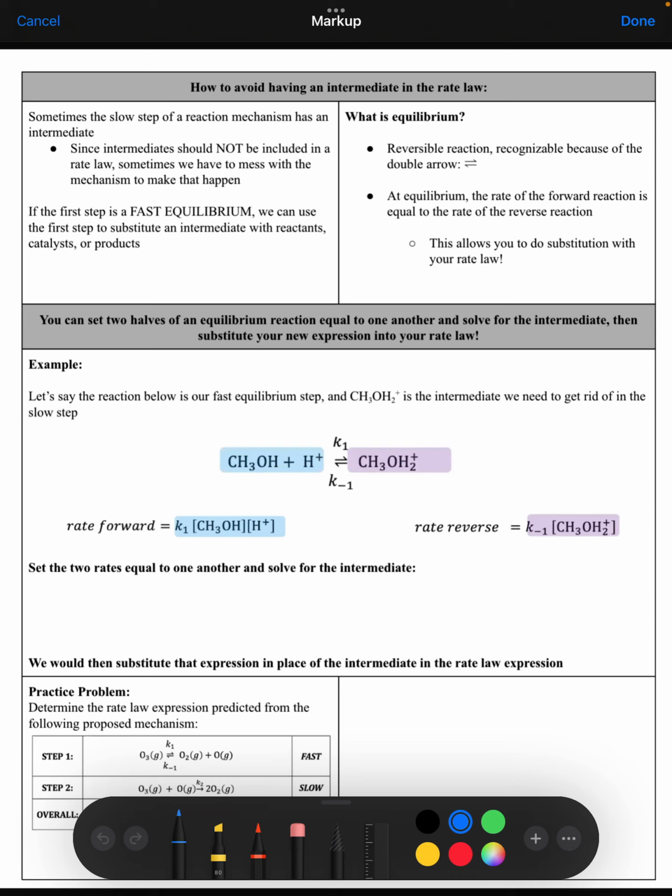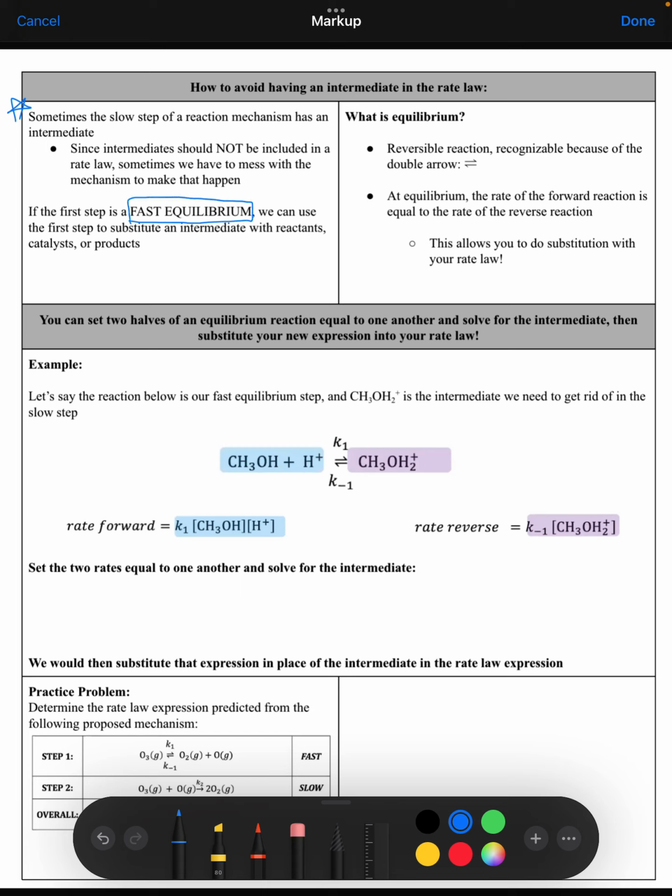And when there's an intermediate in the slow step, sometimes you have to do a little bit of substitution with the rest of your steps in the mechanism. Okay? So when the slow step of our reaction mechanism has an intermediate, we have to switch the mechanism up, switch some things around to substitute other chemicals out for that intermediate. And the only way we can do that is with a fast equilibrium step.